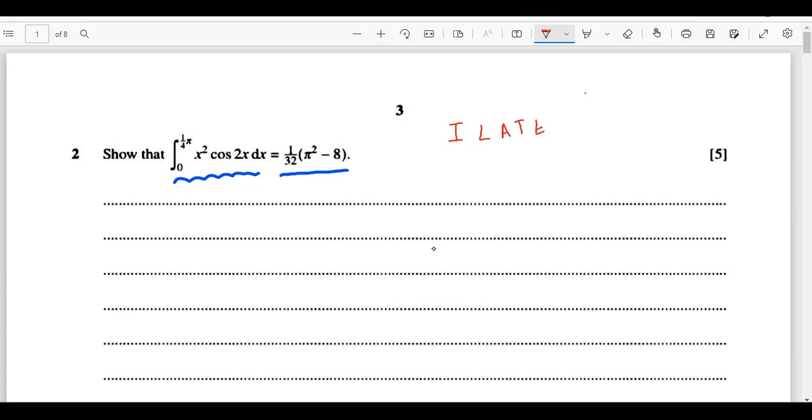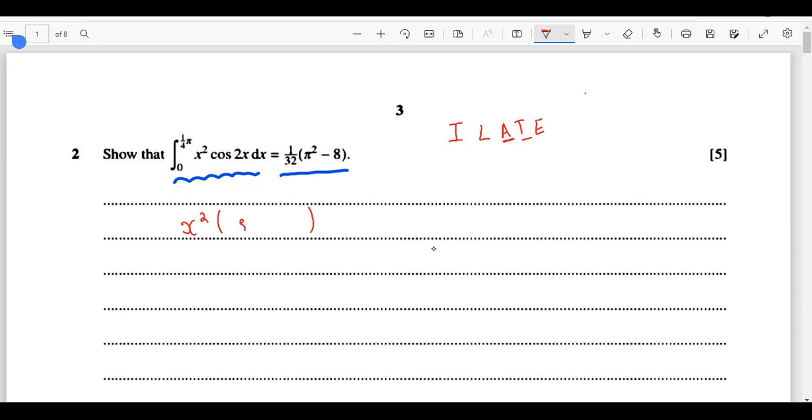So I need to choose the first function. So the first function should be which one? Inverse is coming before the algebraic expression, which is coming before trigonometric. So it means x squared would be the first function. So the first function is going to stay as it is and the integration of the second one. So what is the integration of cos 2x?